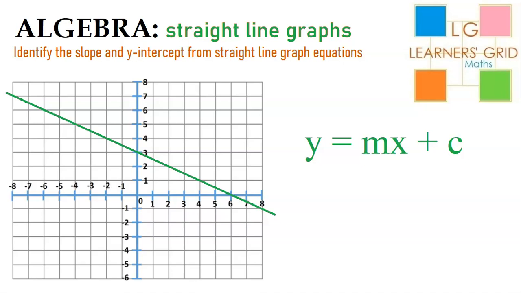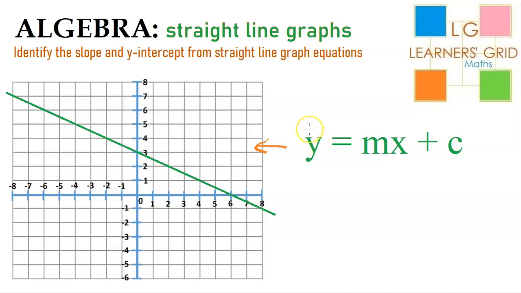In this tutorial, we are going to be looking at straight line graphs, and specifically, we'll be looking to identify the slope and the y-intercept from straight line graph equations. Now, the equations that we're going to work with are all of this form here, y equals mx plus c. So it would probably help right at the start to identify the different parts of this form of the equation, and then we can move on to making some kind of relationship between the equation itself and a real graph. So let's do just that.